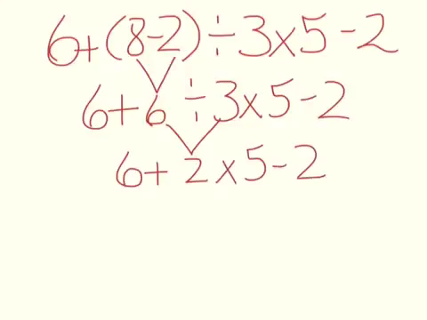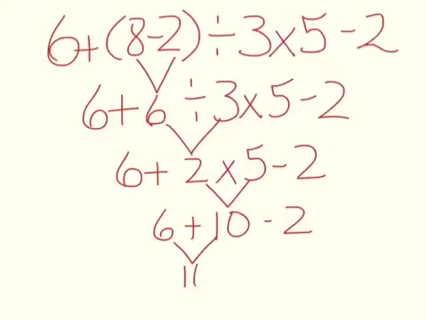Alright, so now I have addition, multiplication, and subtraction. Out of all this, multiplication will come first. 2 times 5 is 10, plus 6 minus 2. And now I have addition and subtraction. They are equal, so I do whichever comes first in the problem. 6 plus 10 is 16. Bring down my minus 2. 16 minus 2 is 14.